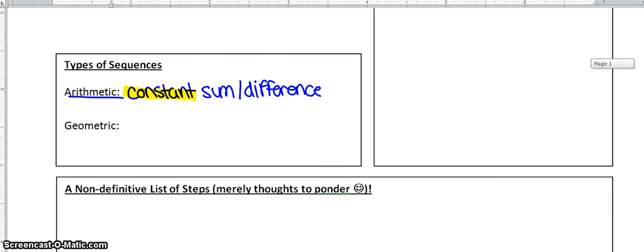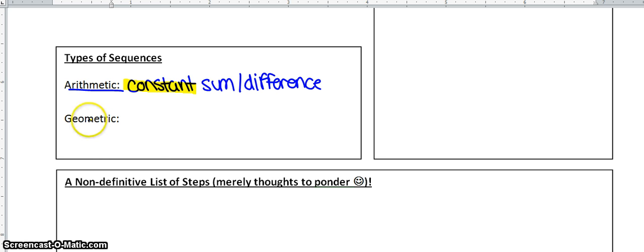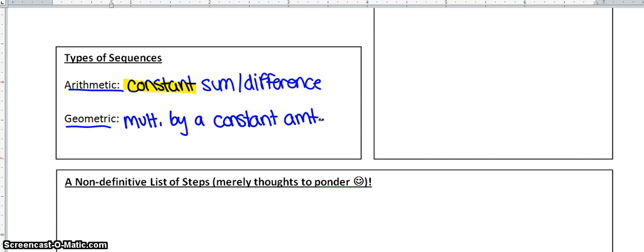So this is no longer an arithmetic sequence because an arithmetic sequence has a constant sum or difference. So what defines a geometric sequence is that you're multiplying by a constant amount or a fixed amount. Okay, so adding constant, arithmetic, multiplying, geometric.